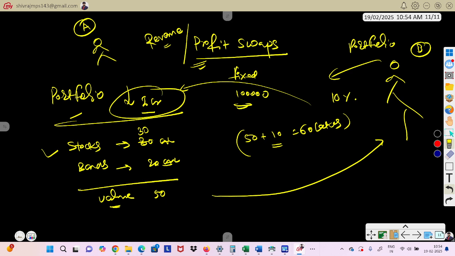After completion of the contract, A will ask for 1 crore worth of his portfolio. As simple as that. And above the 1 crore, everything that A has, he will share with B. Even if it is a single penny of change, A is responsible to share it with B. You get it? So this was all about profit swaps.